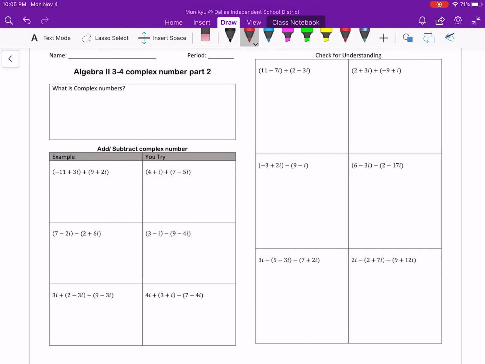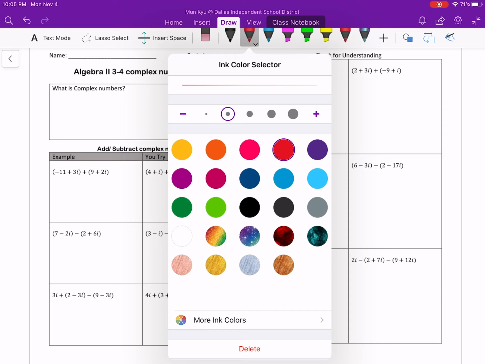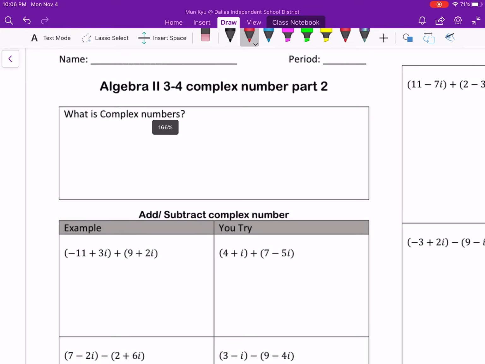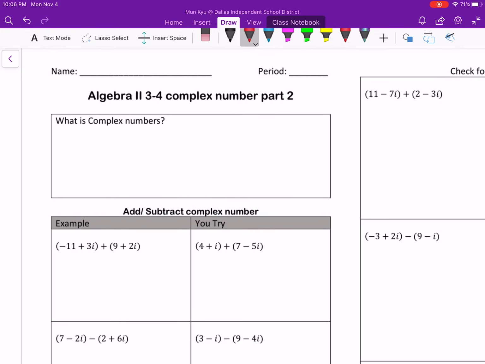Okay, here let's talk about the complex number. I was not planning to make this video, but some people actually requested this, so I will just record a short video here. So here, what is a complex number? It's simple. It's just a real number plus an imaginary number.